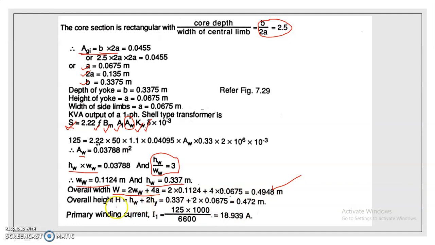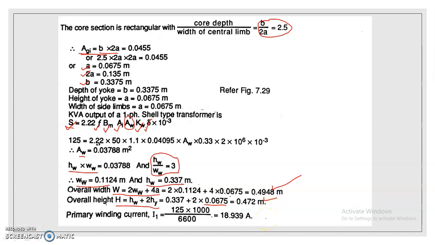In the same way, H is nothing but HW plus 2 times HY. Put the values of HW and HY. HY is nothing but small a, so put the value of small a here as it is. So you will get the overall height of the core.